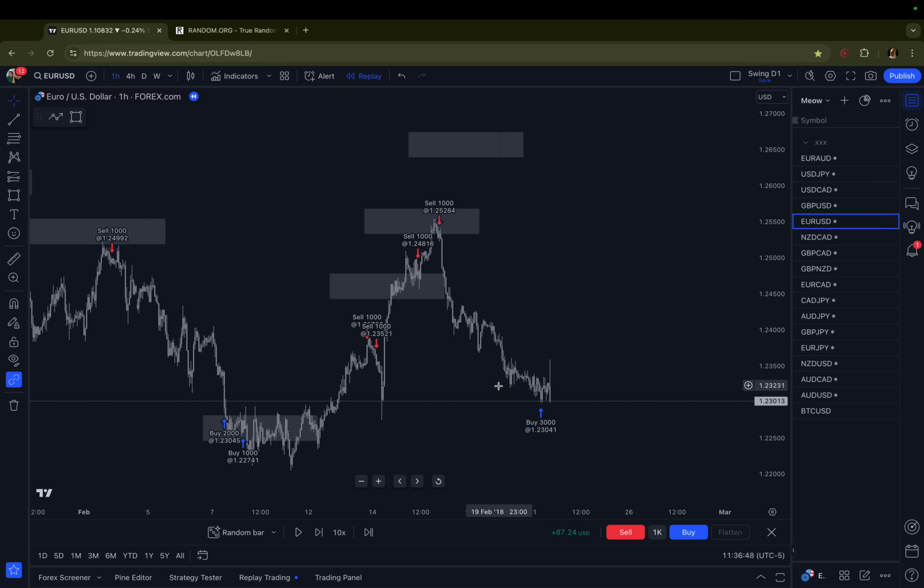Okay, so this ended in profit. We could have closed earlier in profit. We could have closed at break even. In this case, we held it here. We could have held longer. The reasons don't really matter. This trade made about $50 in profit, if I remember correctly.